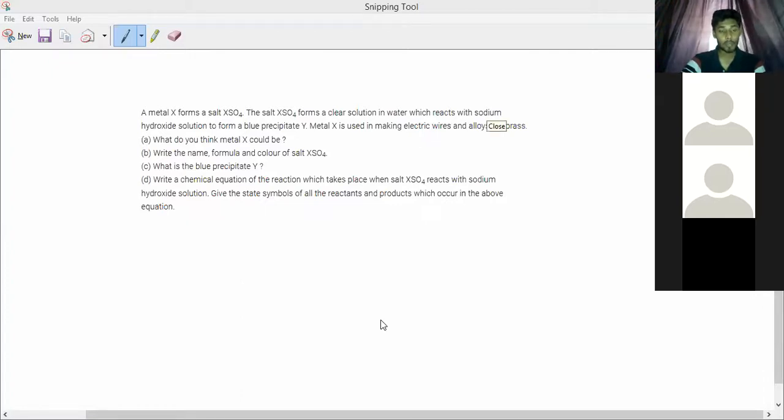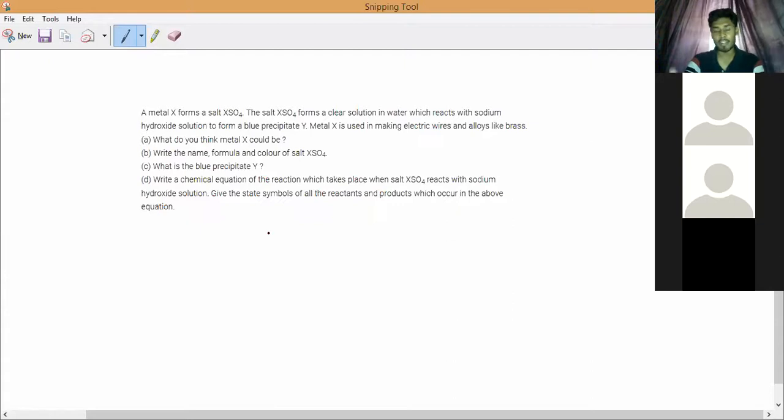CuSO4 plus NaOH. Not H2O, they are asking what it is reacting with. Sodium hydroxide. So which will form what? Copper hydroxide, Cu(OH)2, plus Na2SO4. NaSO4 is wrong. It is Na2SO4 because sodium valency is +1 and sulfate valency is -2. So that is what we should get: Na2SO4.